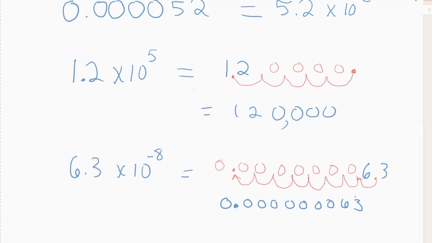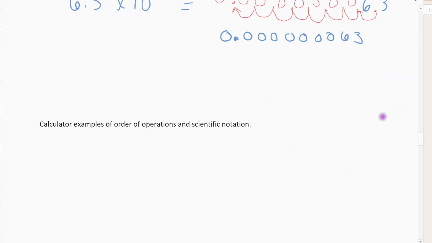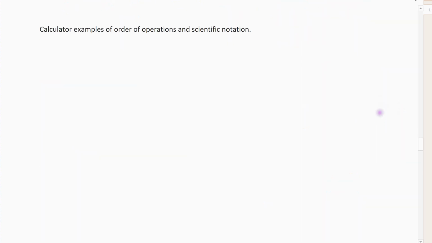Now, what the calculator gives you. We're going to do a couple of examples on the calculator, because it gives you slightly different notation if you're using a TI-83, 84, Inspire, or something along those lines. So I'm going to type some numbers in the calculator. I'm going to type 1 divided by 100,000.